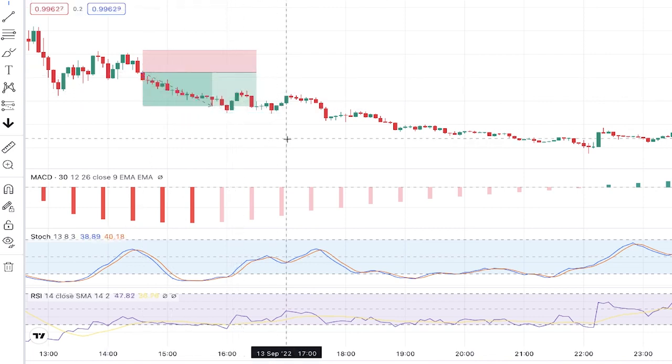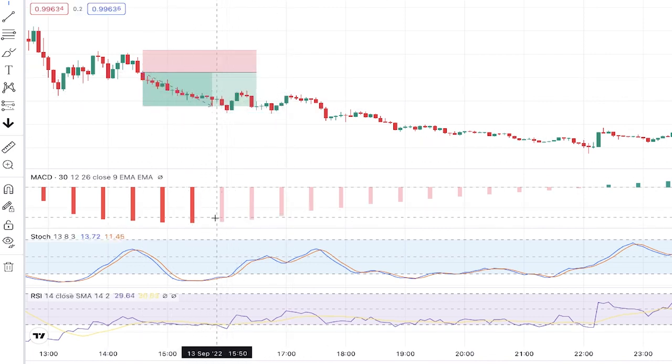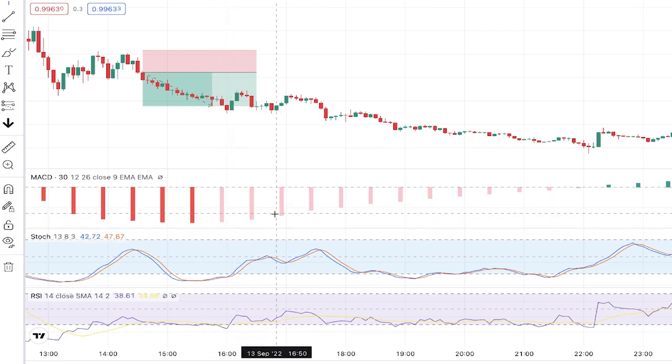Alright, moving on the chart, here you can see that the MACD histogram bars turn to light red. This shows that the downside momentum is decreasing and probably the downtrend on the higher time frame is ending.